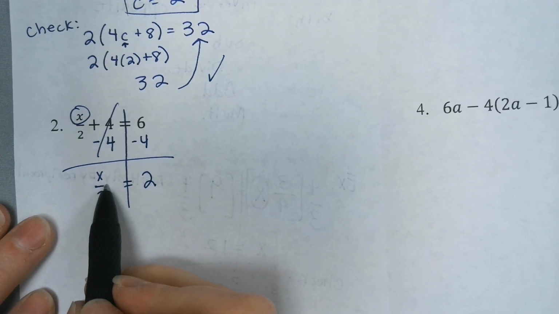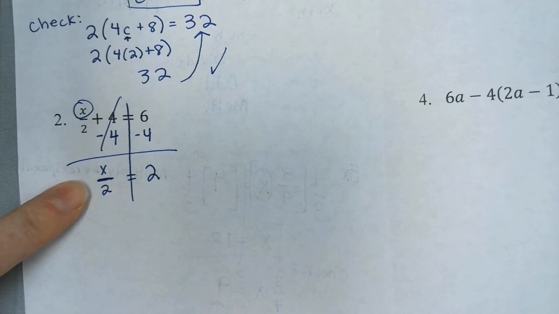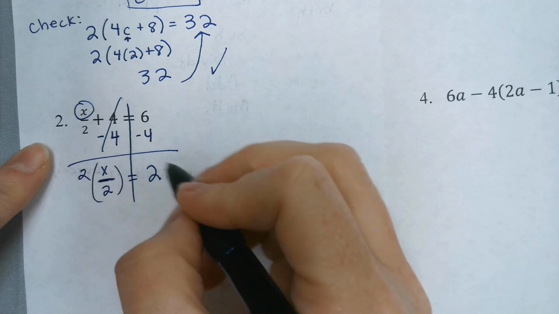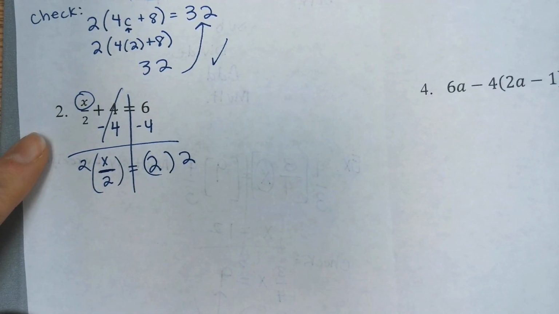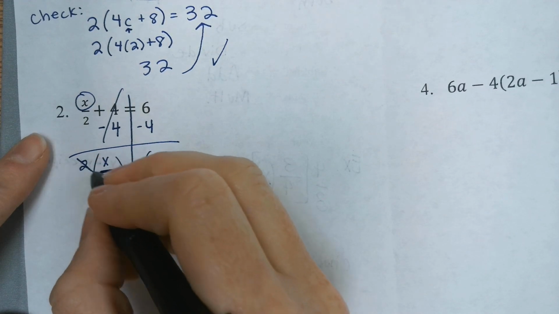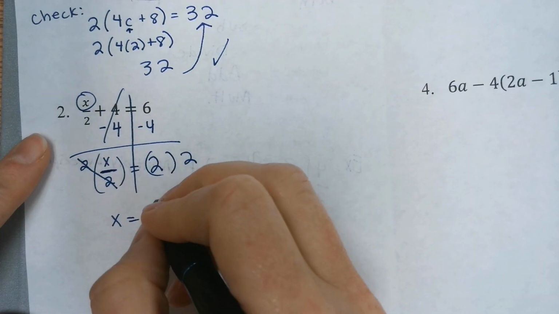What operation is this line right here? Dividing. So how do we get rid of divide? Multiply. So we're going to multiply both sides by 2. So when you do that, it goes away, and you get x equals 2 times 2, 4.